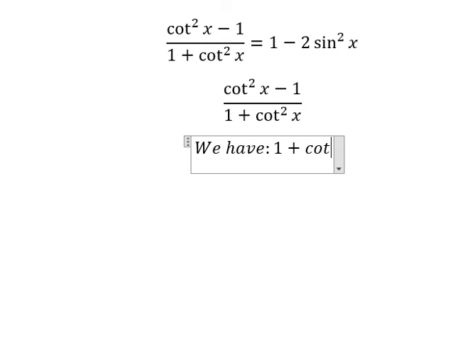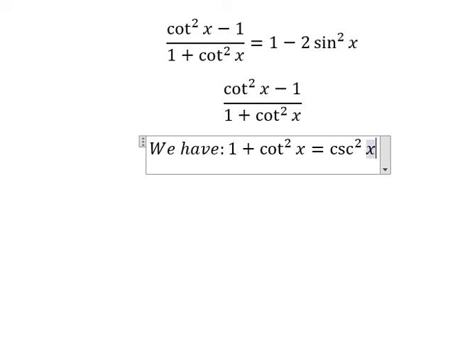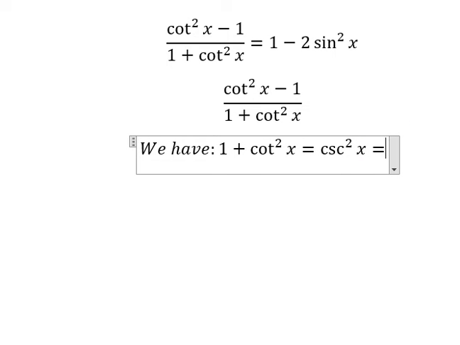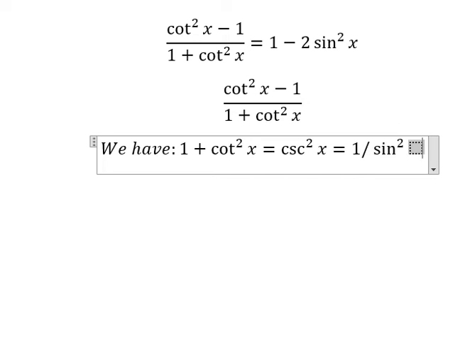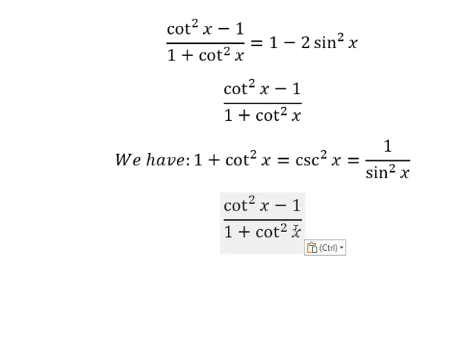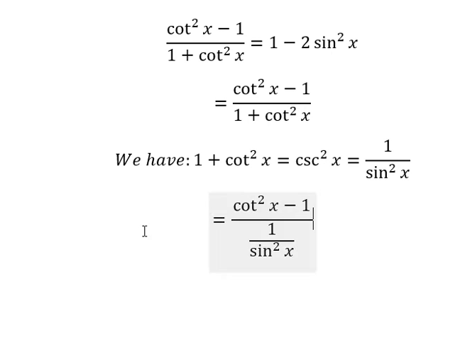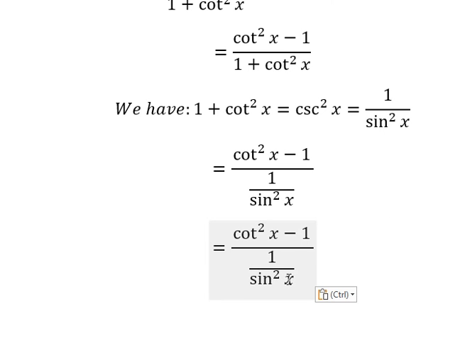1 plus cotangent squared s equals cosecant squared s, and this equals 1 over sine squared s. Now we need to change this one into this one. So later that sine squared s will go to the numerator.